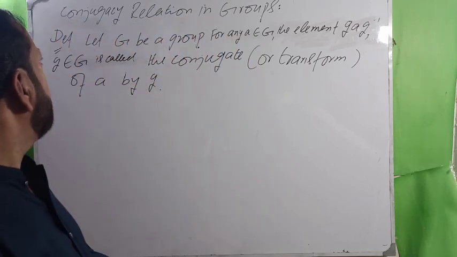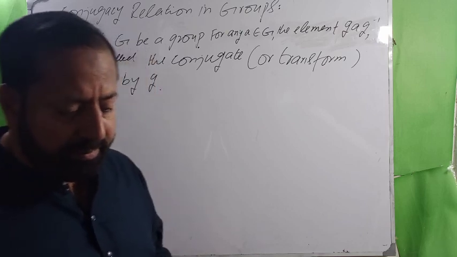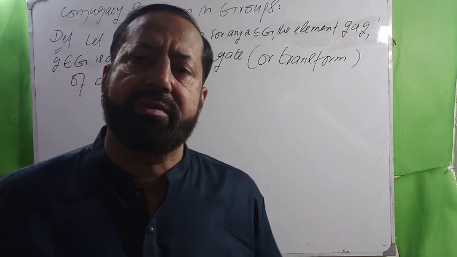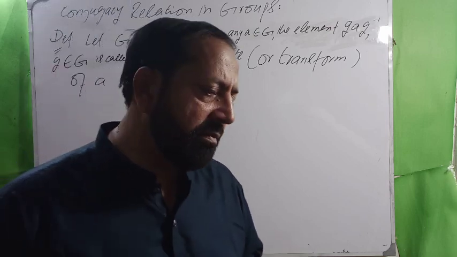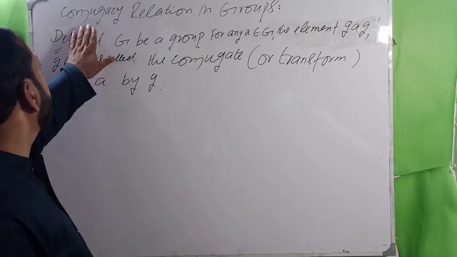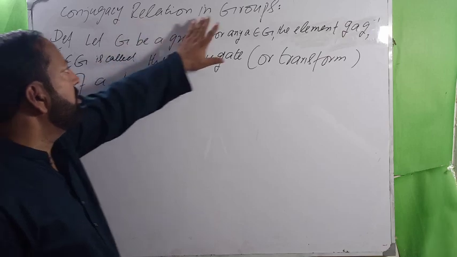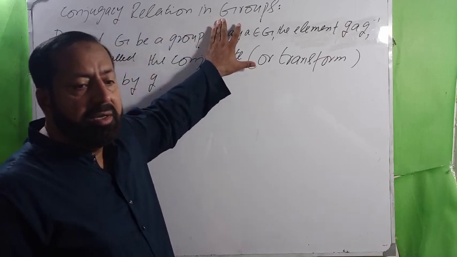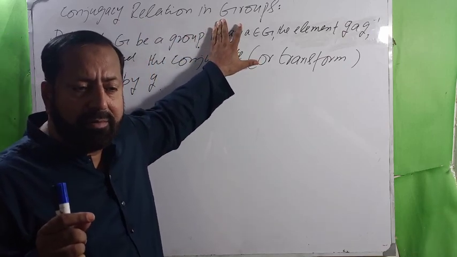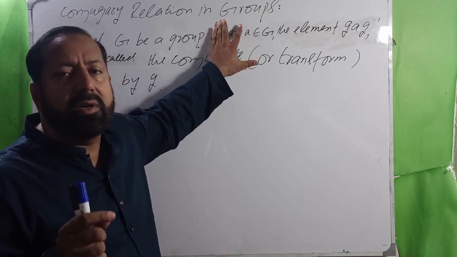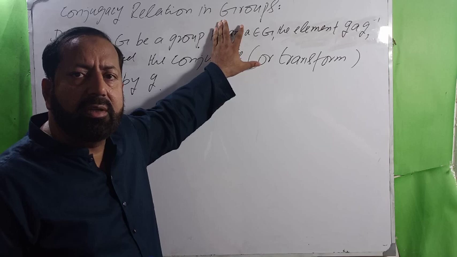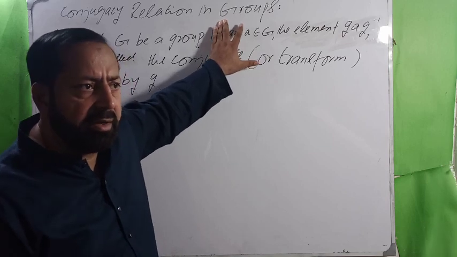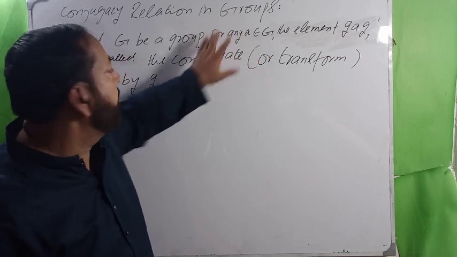First of all, we are studying a few previous definitions. One of them was the conjugacy relation. So, the conjugacy relation in a group G. We know the idea of conjugate elements in a group, so let's define it again. Let's revise again.